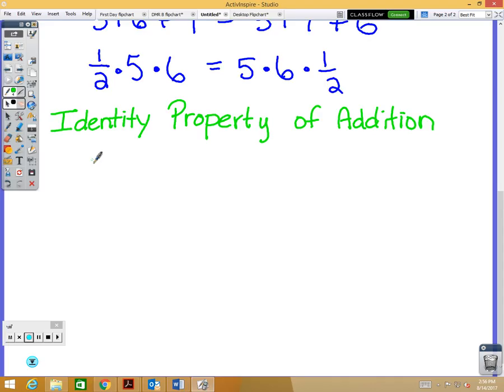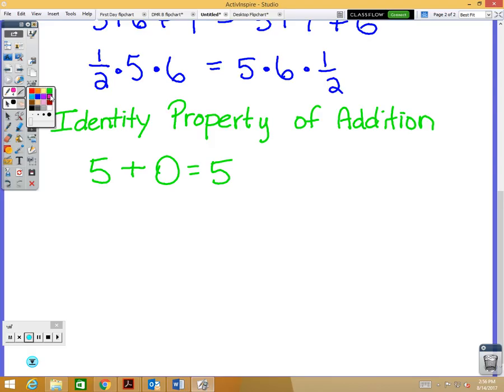So what number could I add to 5 without changing 5? 0. So again, what the identity property of addition is saying is you can add 0 to any number without changing the value of the number.